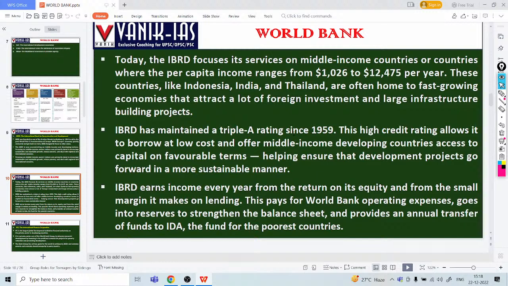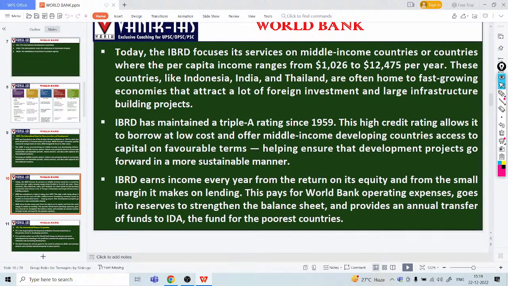IBRD has maintained a triple A rating since 1959. This high credit rating allows it to borrow at low cost and give upper middle income developing countries access to capital on favorable terms, helping ensure that development projects go forward in a more sustainable manner. IBRD earns income every year from the return on its equity and from the small margin it makes on lending. This pays for World Bank operating expenses, goes into reserve to strengthen the balance sheet, and provides an annual transfer of funds to IDA, the fund for the poorest countries.